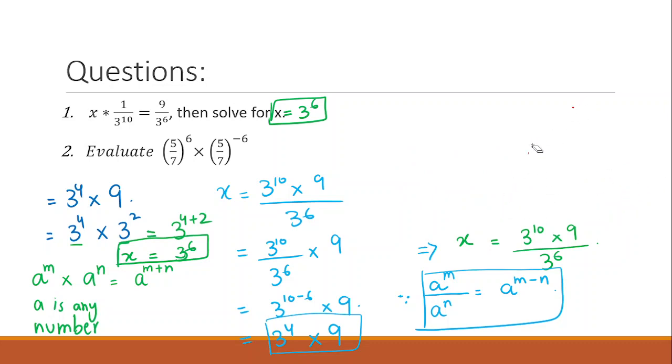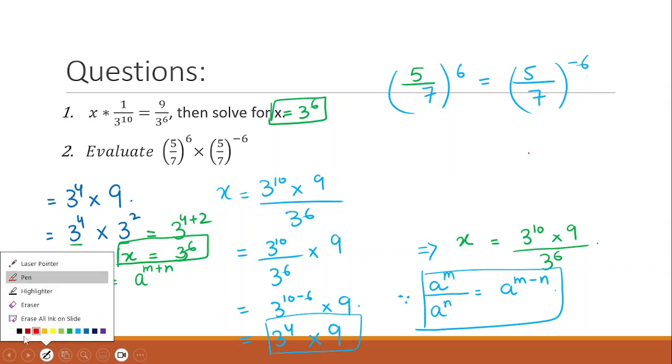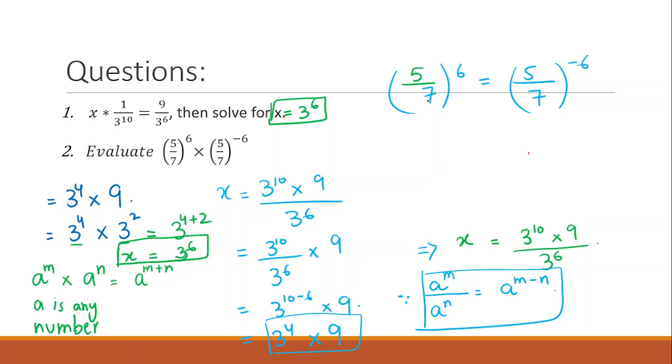Okay. So first of all, the question is (5/7)^6 multiplied by (5/7)^(-6). In this case we just have to evaluate this, which means we just need to simplify it. The operation between them is multiplication.